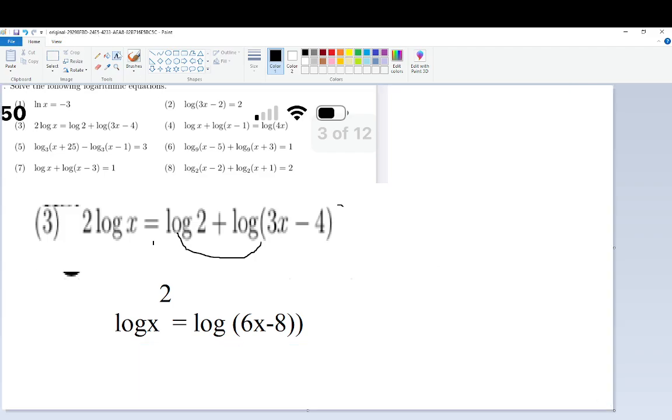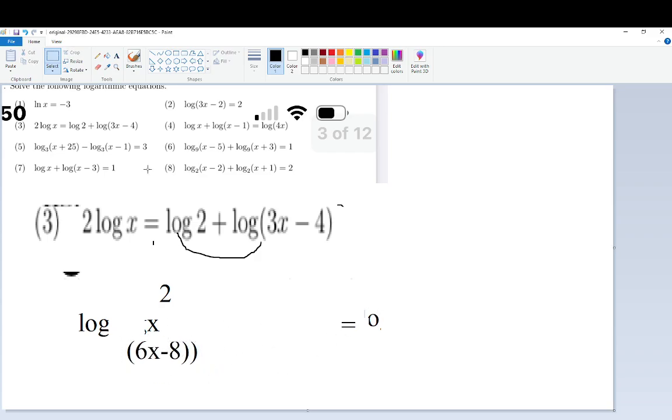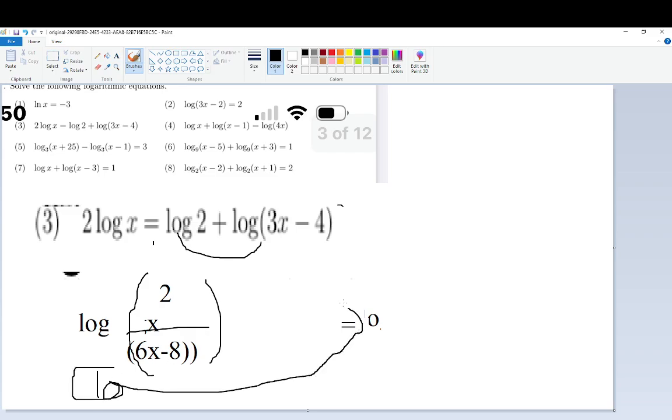When I get it to the same side, I'm going to subtract log 6x minus 8 from both sides. It's going to be equal to 0. This can be rewritten like this, a log being subtracted. It's the same as this. Is equal to 0. But log is base 10, isn't it? This whole log here of this thing, which is x squared divided by 6x minus 8, is base 10, which means 10 to the 0 is equal to this mess.